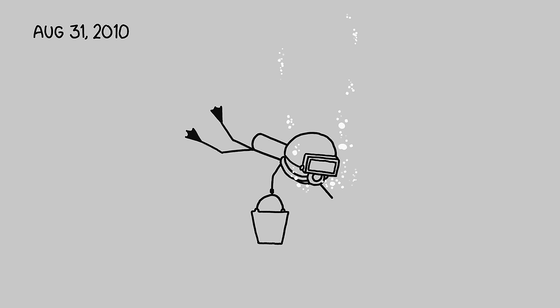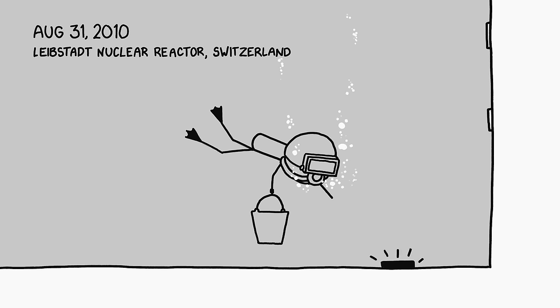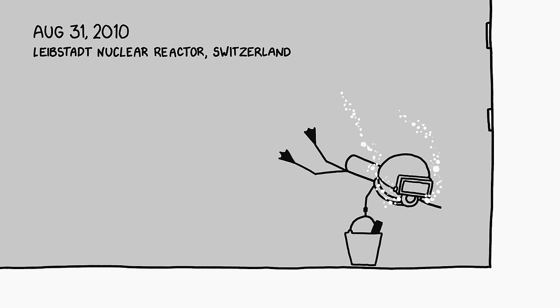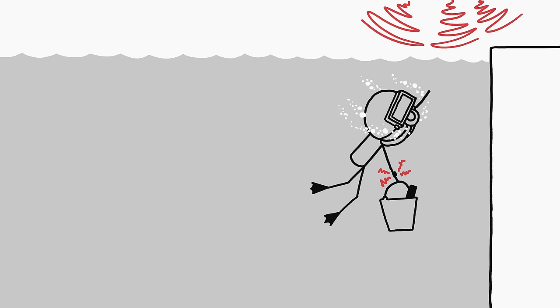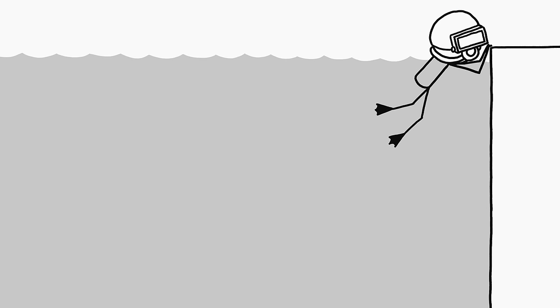On August 31st, 2010, a diver was servicing the spent fuel pool at the Leibstadt nuclear reactor in Switzerland. He spotted an unidentified length of tubing at the bottom of the pool and asked his supervisor what to do. He was told to put it in his tool basket, which he did. Due to bubble noise in the pool, he didn't hear his radiation alarm. When the tool basket was lifted toward the surface, the room's radiation alarms went off. The basket was dropped back down and the diver left the pool.